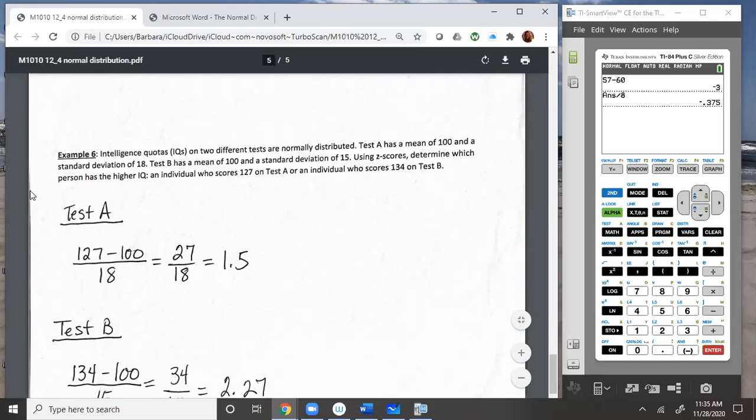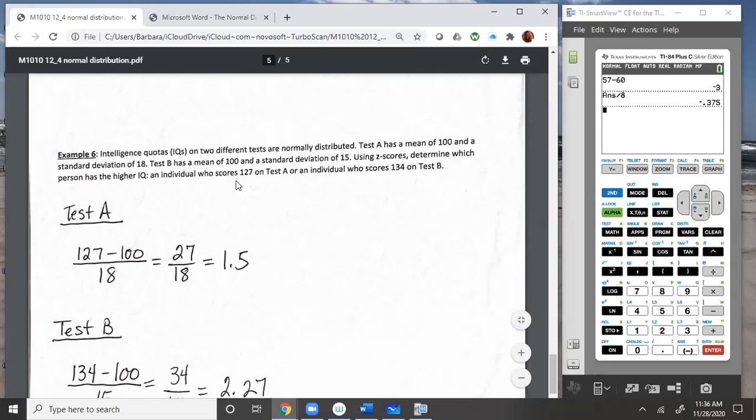Okay, now it's asking which person has a higher IQ, and the problem is we have 2 different tests and test A has a mean and standard deviation that's different from test B. So we cannot simply compare the 2 scores because we're talking about 2 different tests. Okay, so what we do is find the z-scores for each of these numbers and compare the z-scores.